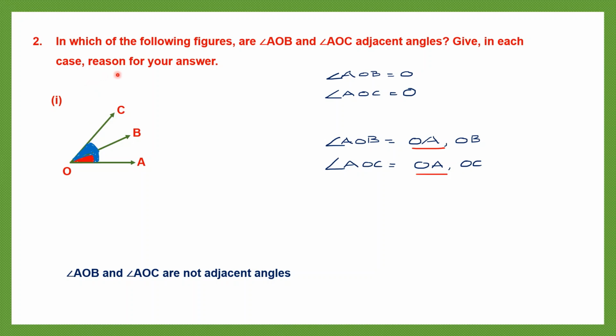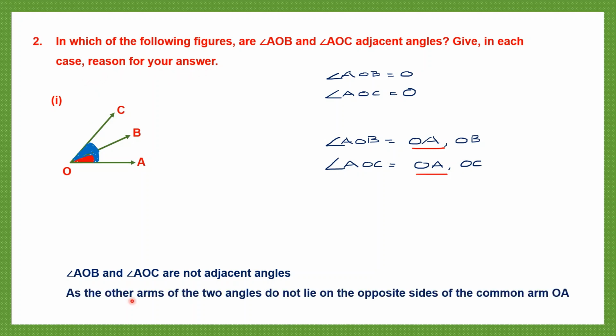Now here they're saying give a reason for your answer. The reason is as the other arms of the two angles do not lie on the opposite sides of the common arm OA. So OA is here. Now this should have been in the middle. Then we can say the other two arms are on the opposite sides. But now it's not on the opposite sides.